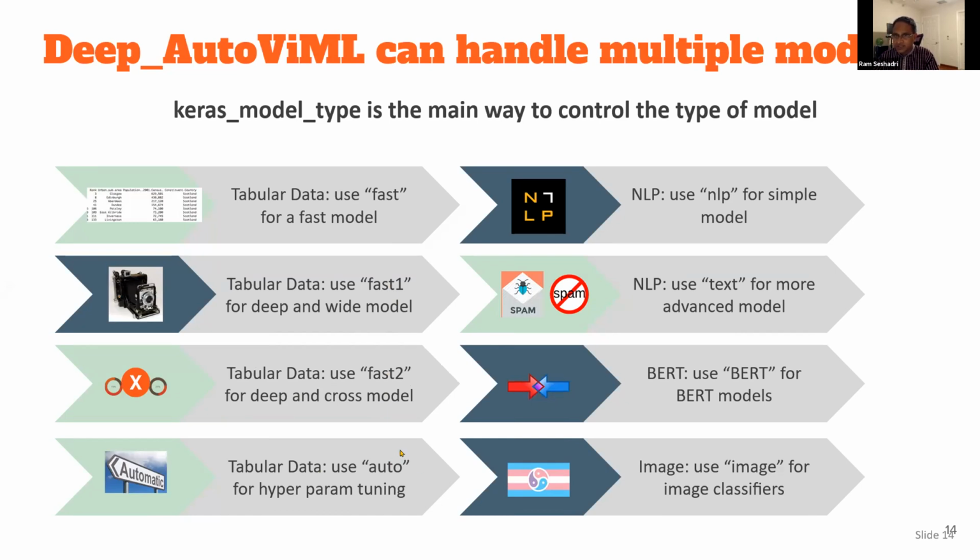Auto takes the longest time. Fast takes the least amount of time. So try fast, then fast one, fast two, and then you go auto to build your very complex hypertune model.